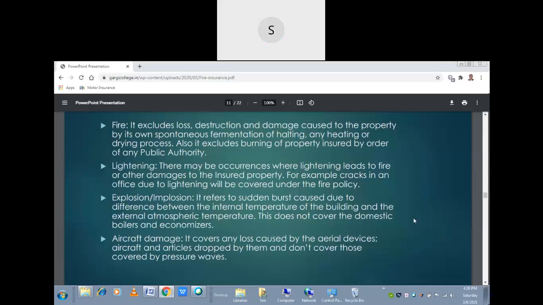Fire excludes loss, destruction and damage caused to the property by its own spontaneous fermentation, heating or drying.